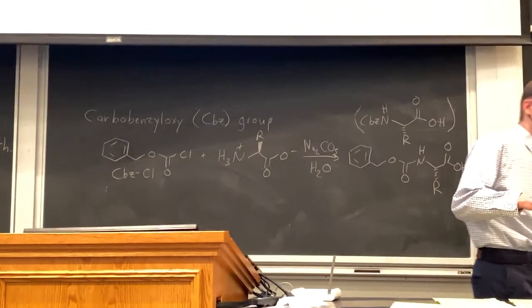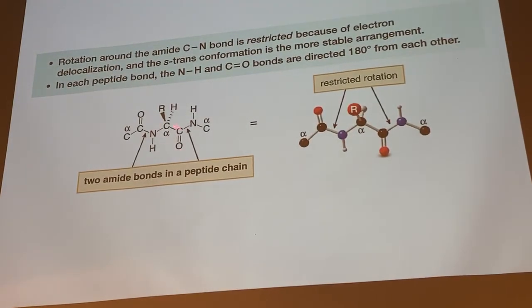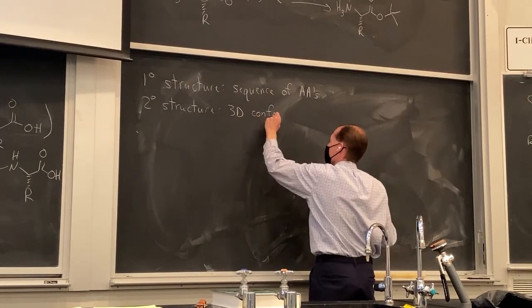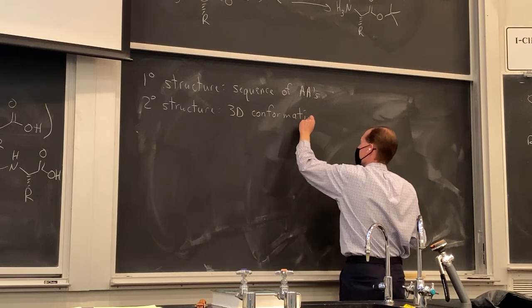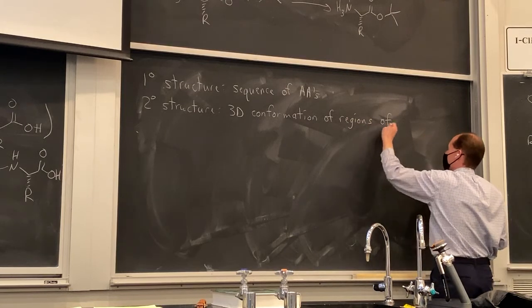And we know that the amides are planar. We also know that we can rotate about the carbon-carbon and carbon-nitrogen bonds involving the alpha carbon, so there's a twist between our amide bonds. And because of that twisting, because we have different conformations, we end up with what is known as secondary structure. Okay? Secondary structure refers to the 3D conformation of regions of a protein.